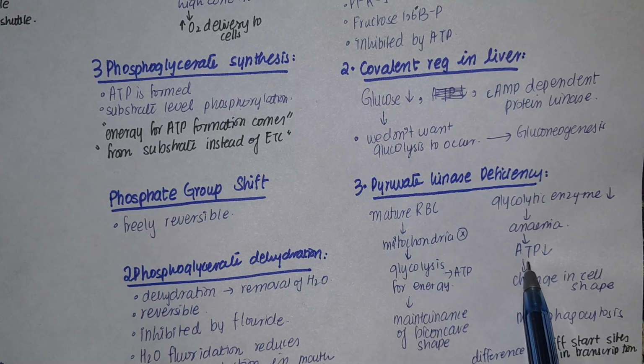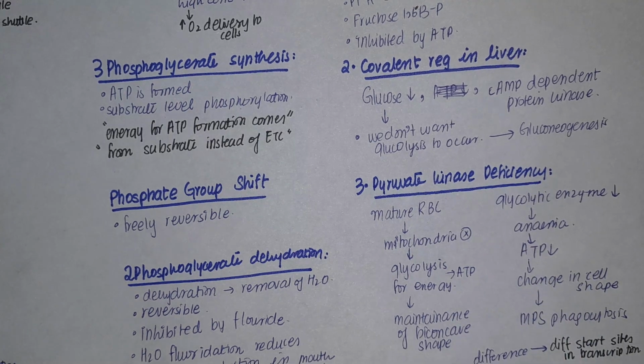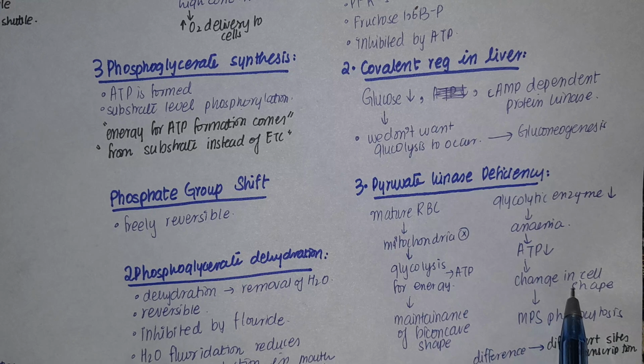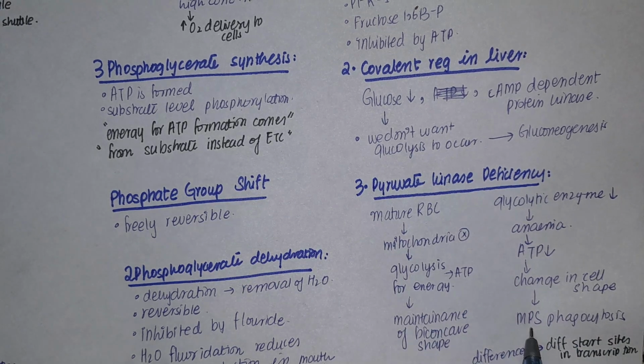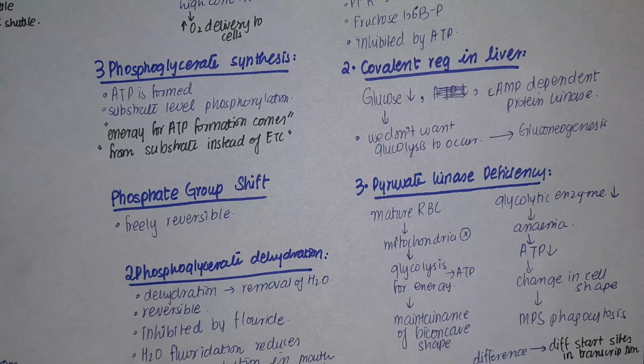That lesser amount of ATP means that the red blood cells cannot maintain their biconcave shape, so there are changes in the cell shape, and that changed red blood cell gets digested or phagocytosed by the mononuclear phagocyte system of our body.